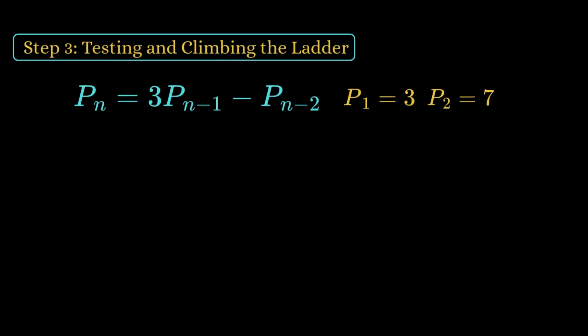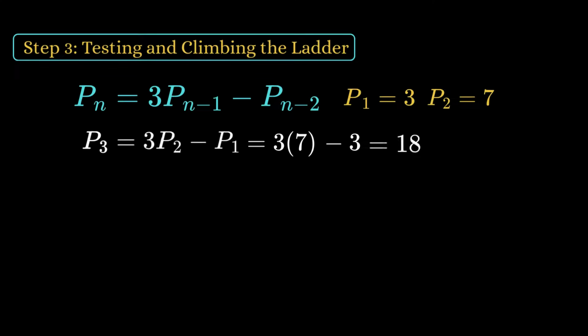Let's immediately test our formula on the first real challenge. The odd power, n equals 3. We substitute our seeds. P sub 3 equals 3 times P sub 2 minus P sub 1. That's 3 times 7 minus 3. P sub 3 equals 18. The formula works beautifully on the odd exponent, computed using nothing but basic arithmetic.